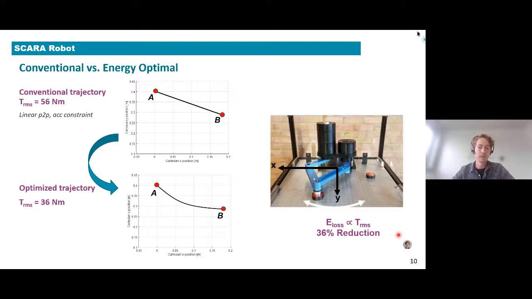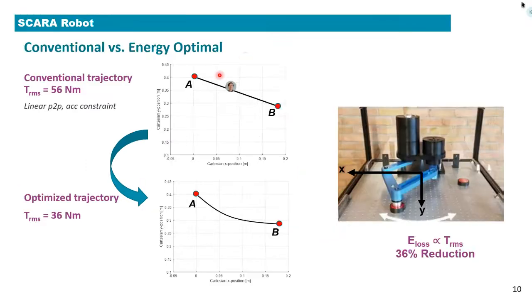First, back to the original example that I used on one of the first slides, this SCARA pick and place robot, where the conventional trajectory that I showed was actually a straight line, A to B, with a certain speed profile that I omitted here for simplicity. But the RMS torque that we need, and that RMS torque is tightly coupled to the energy you need, is 56 Newton meters, so it's rather high.